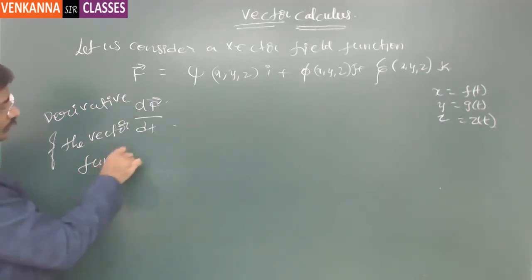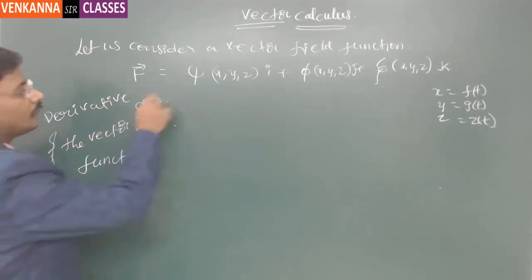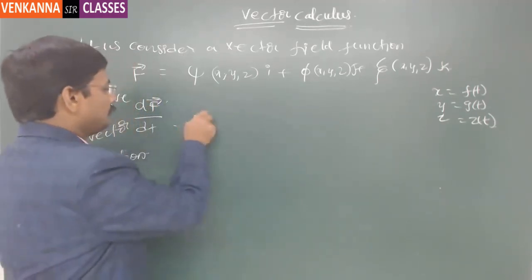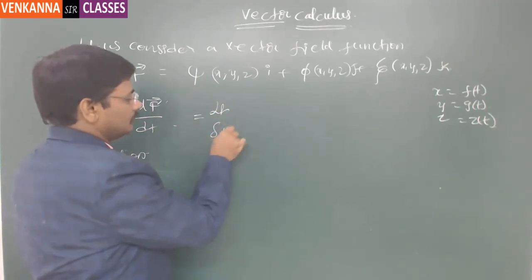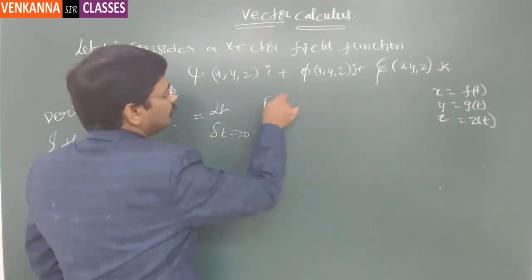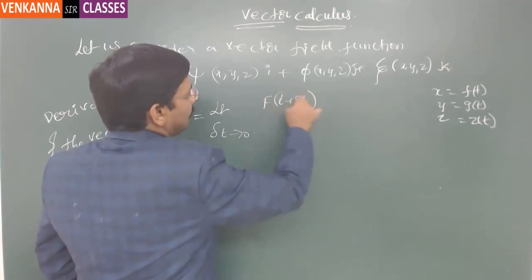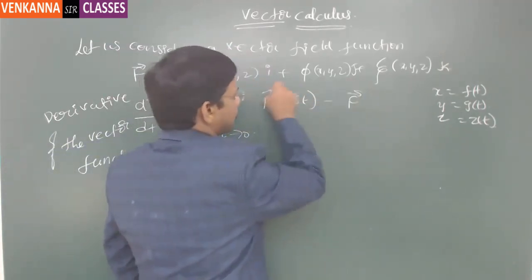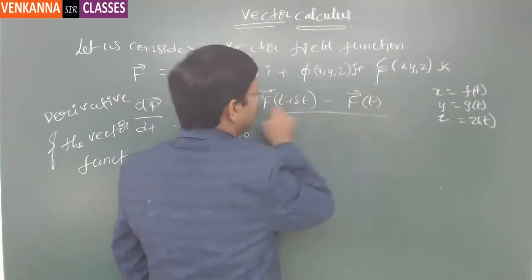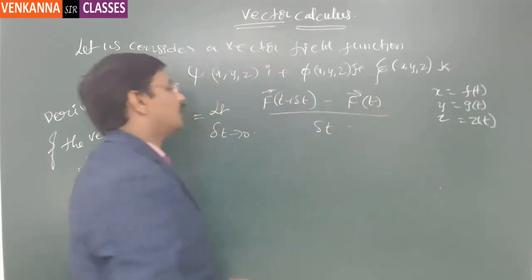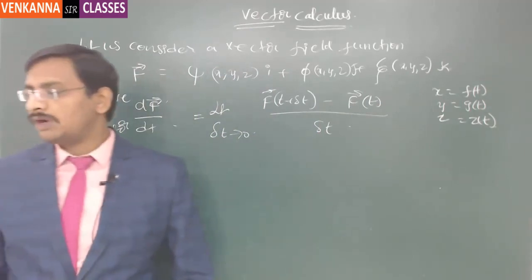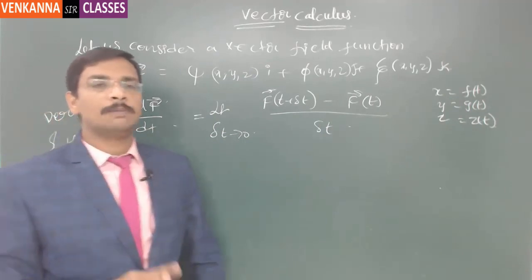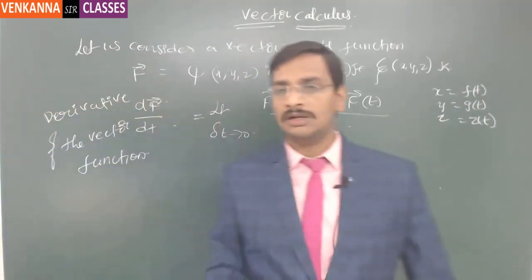So, if you want to find out the derivative of the vector function, now f is indirectly a function of time in total, right? So, here this is the limit as delta t tends to 0 of f of t plus delta t minus f of t, divided by delta t. So, this is what is defined as the derivative of the function with respect to time, right? So, the fundamental principles of calculus will not make any difference here.